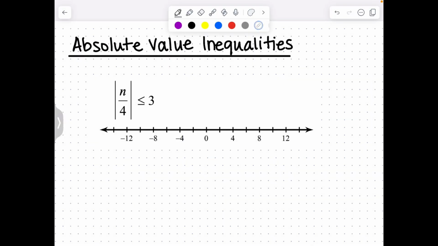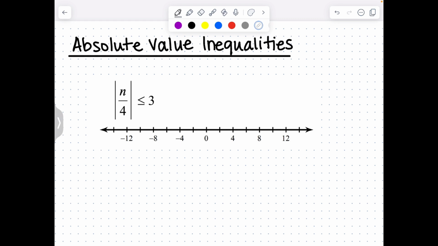Today we're talking about absolute value inequalities. And honestly, this is about as difficult as inequalities get in Algebra 1. So stick with me. We're going to bring in our strategies from absolute value equations and bring in our strategies for inequalities, combine them, and we're going to rock this.